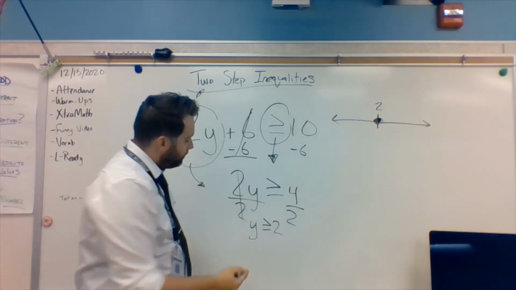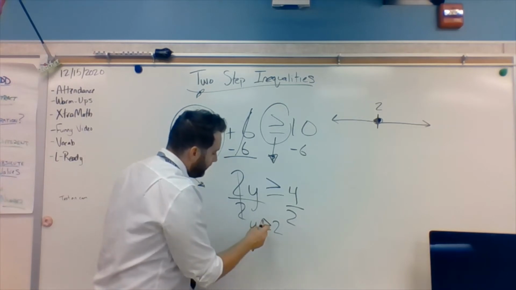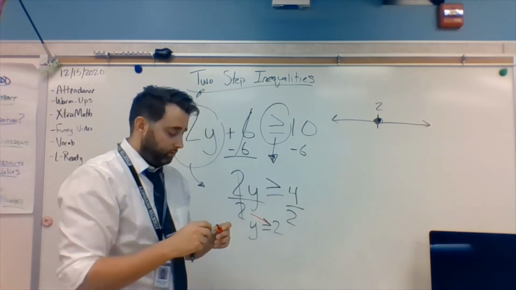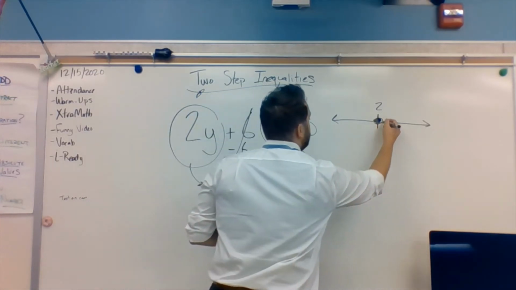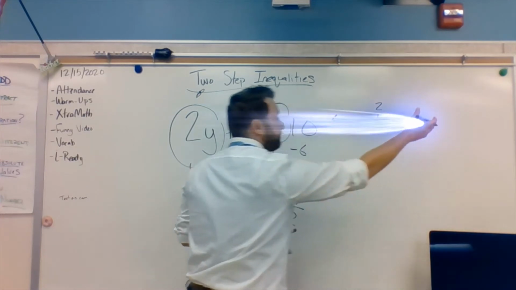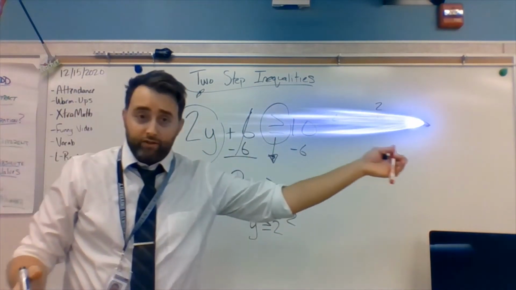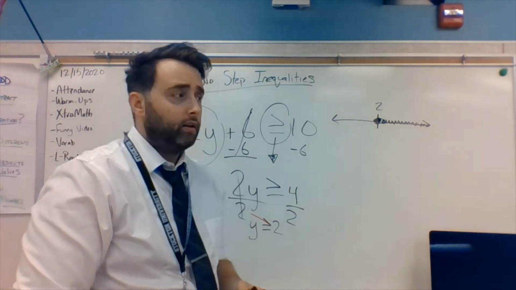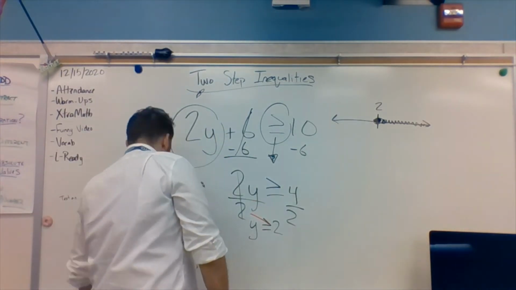Now the arrow here does indicate what direction the arrow should go. So I'm going to darken to the right of the graph. So I have just graphed this two-step inequality. Okay, I've got 2 more for you. So you know how it goes.